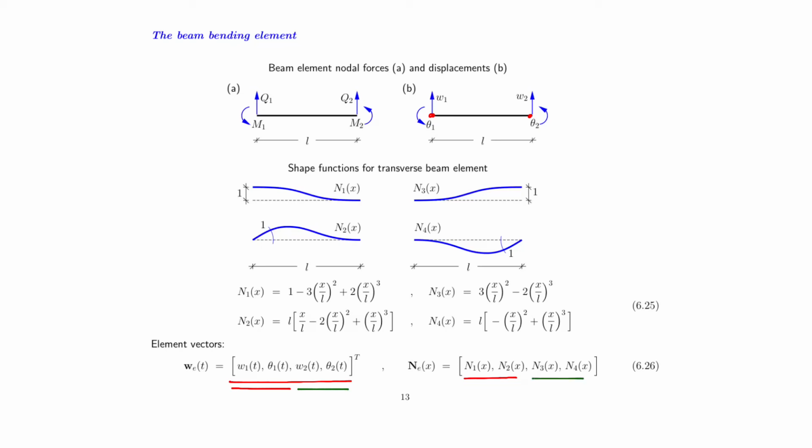N1 is describing unit displacement at the left node, while the remaining 3 degrees of freedom are kept equal to 0. That gives us the N1 shape function shown in the figure here. For N2, we'll have a unit theta 1, while W1, W2, and theta 2 are kept equal to 0. N3 is a unit displacement at the second node, while N4 is the unit rotation at the second node.